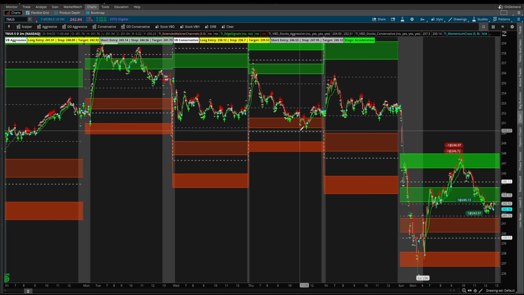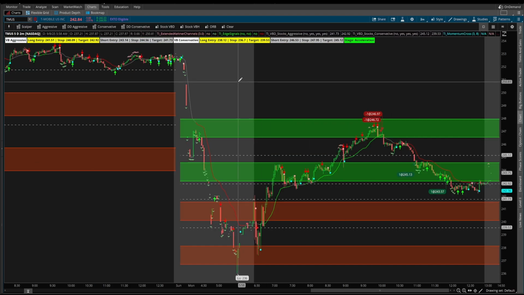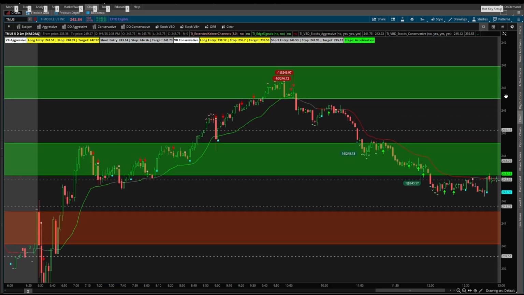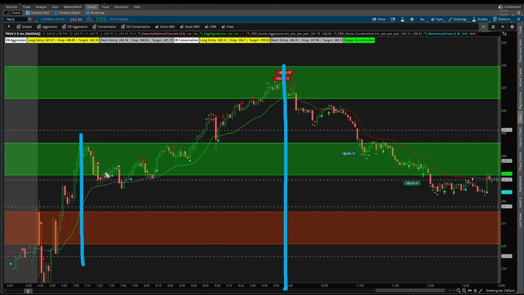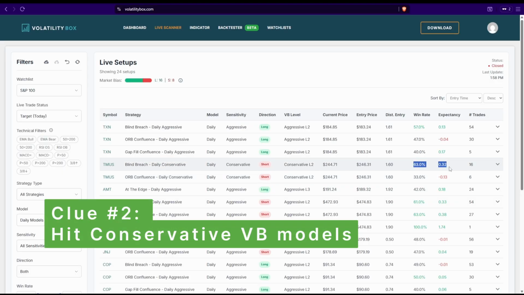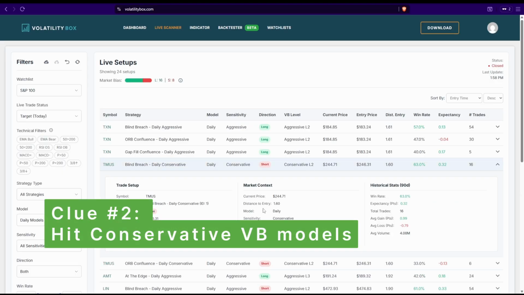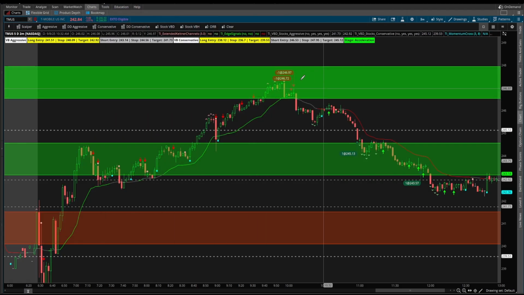Now, T-Mobile was just one of a variety of symbols today that hit the same criteria. But if we were to zoom in one more time to sort of see what the clues were, we had early strength, and then we saw that strength start to dissipate a little bit. What took 30 minutes then took nearly 2.5 hours for us to achieve, and that too, we didn't get close to achieving it. We hit our conservative volatility box models, and we also had a backtest which told us that, hey, from this standpoint, we expect to see price reverse more often than not. And that's exactly what it did.